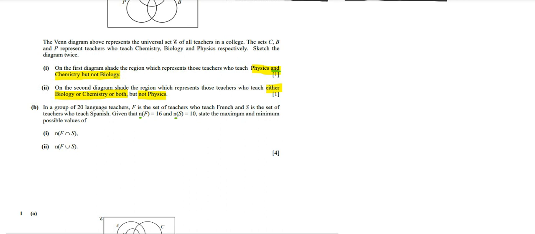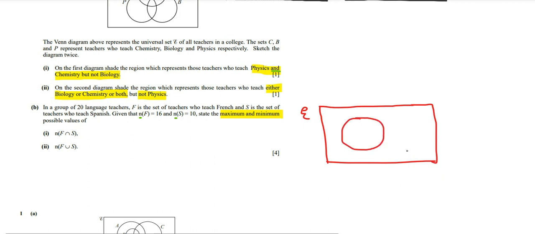Okay, now it's asking us to state the maximum and minimum possible values of the number of F intersecting S and F union S. Okay, one thing I find really useful to do in these kind of questions is to just sketch out a simple Venn diagram just to illustrate what's actually going on. And I'd actually like to apologize in advance for my absolutely terrible drawing, but okay, that should do. There we go.